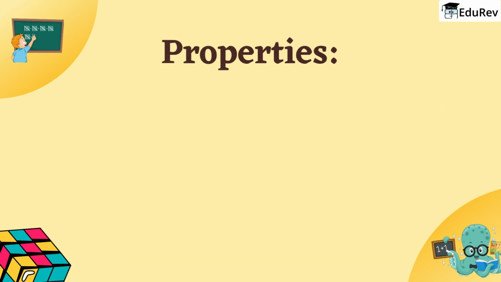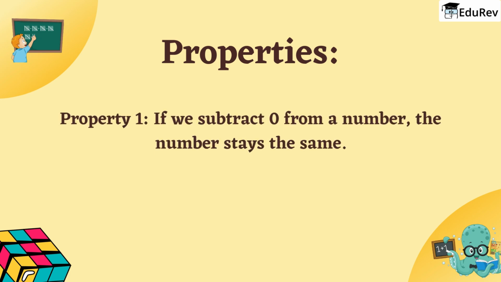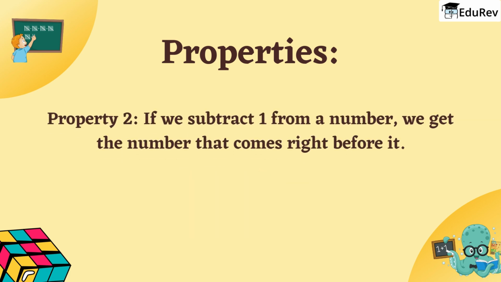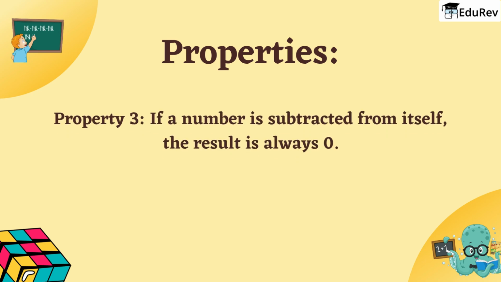Now let's talk about some important properties of subtraction. Property 1. If we subtract 0 from a number, the number stays the same. For example, 3 minus 0 equals 3. Property 2. If we subtract 1 from a number, we get the number that comes right before it. For example, 8 minus 1 equals 7 and 9 minus 1 equals 8. Property 3. If a number is subtracted from itself, the result is always 0. For example, 5 minus 5 equals 0 and 7 minus 7 equals 0.